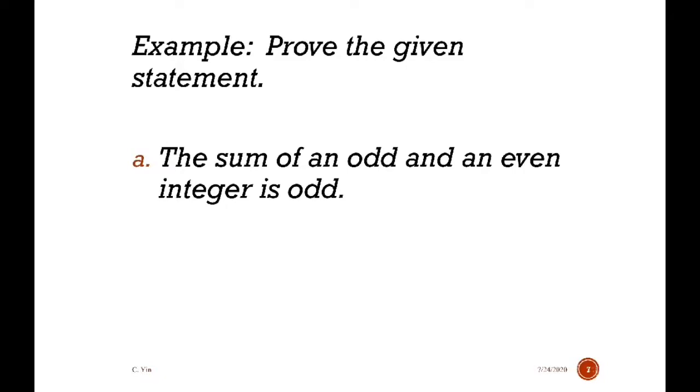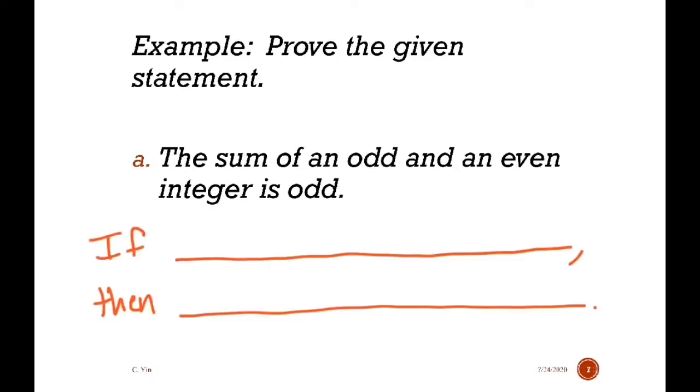So here's an example. We want to prove the given statement: the sum of an odd and even integer is odd. It may be helpful to have it written in this if-then format. So, if blank, then blank. We can also introduce our notation at this time if we need to use any.